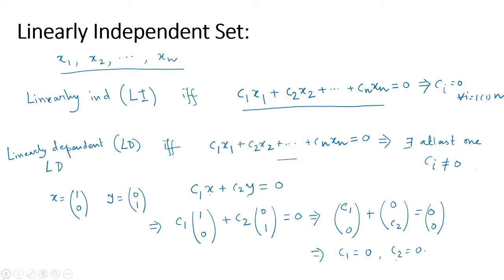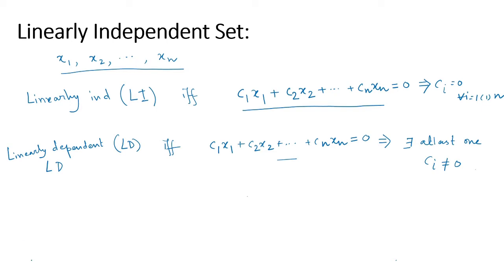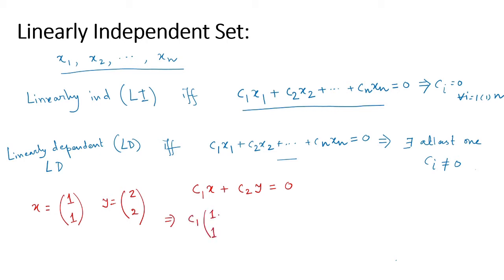Okay. So on the other hand, let's take another example, which is x equals (1, 1) and y equals (2, 2). Now let's see whether these two vectors are linearly dependent or linearly independent. How to do that? First, we start with the linear combination of x and y, which is c1 times x plus c2 times y, and we equate this to 0. Then we solve c1 times (1, 1), just like the earlier one, plus c2 times (2, 2), and here 0 means the zero vector, right?